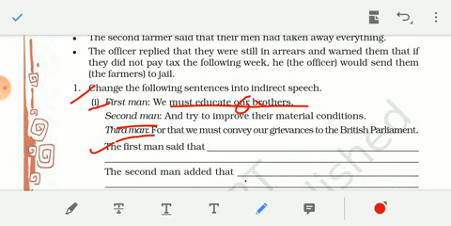The second answer would be: the second man added that they must try to improve their material condition. And the third one, for that we must convey our grievances to the British Parliament, we are changing into indirect speech. How will we start? We'll start by saying, the third man suggested that they must convey their grievances to the British Parliament. Did you notice how I changed? Let's see ahead.